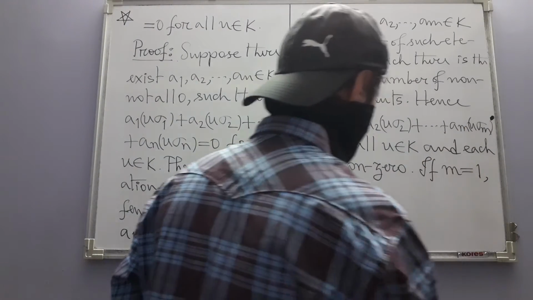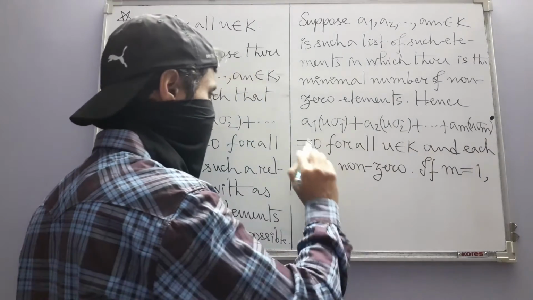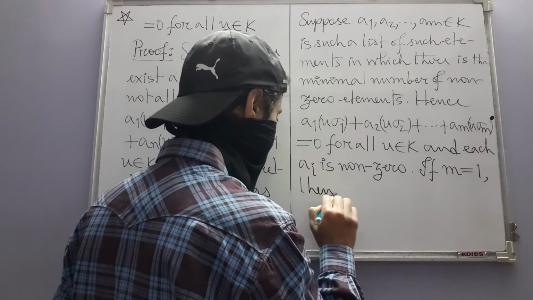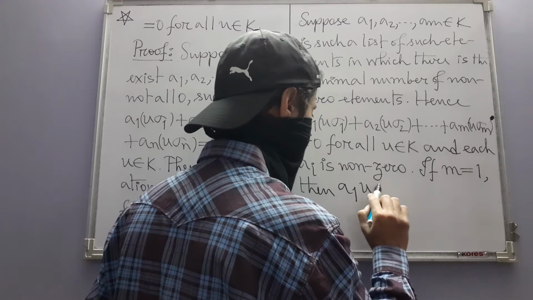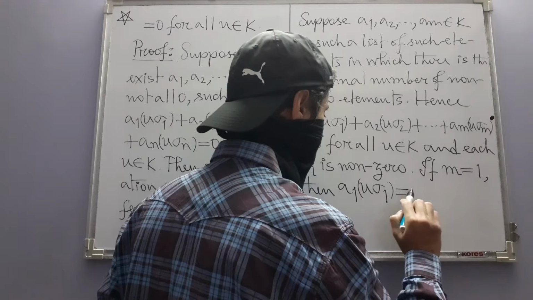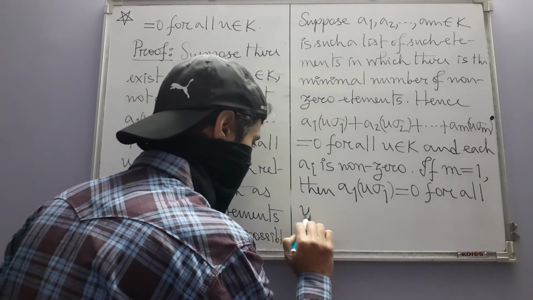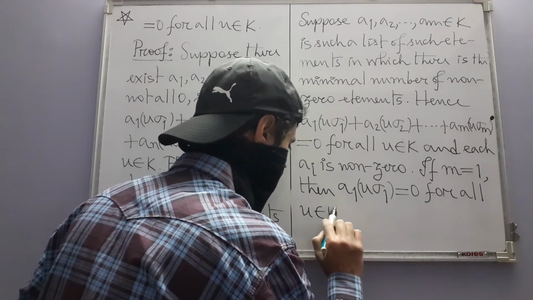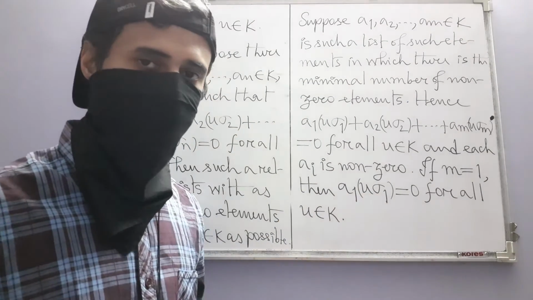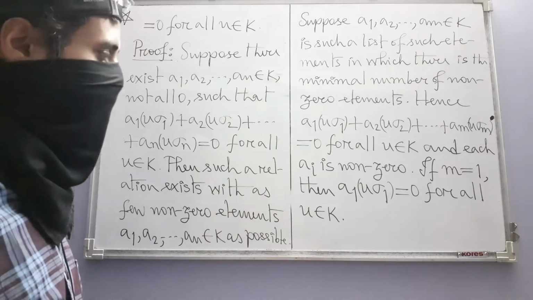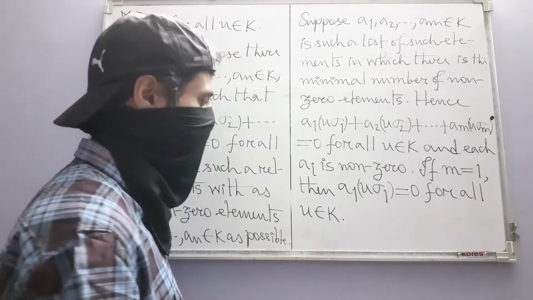Okay, so that is there. Now let us see what happens if m is equal to 1. If m is 1, then the relation continues to be true. However, it now reduces to this: A1 u sigma 1 is equal to 0 for all u belonging to K. Now we know that sigma 1 is onto, in fact that is there in the definition of sigma 1 itself. It is 1 to 1 also, but we are now going to use the ontoness of sigma 1.